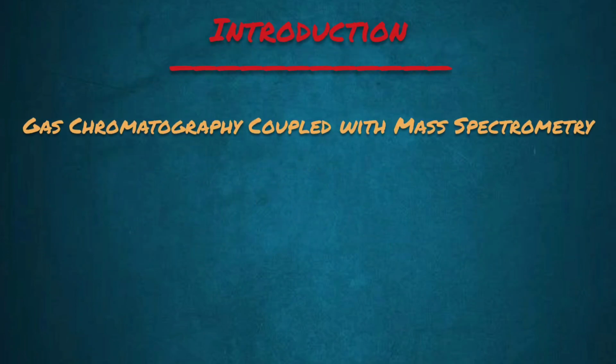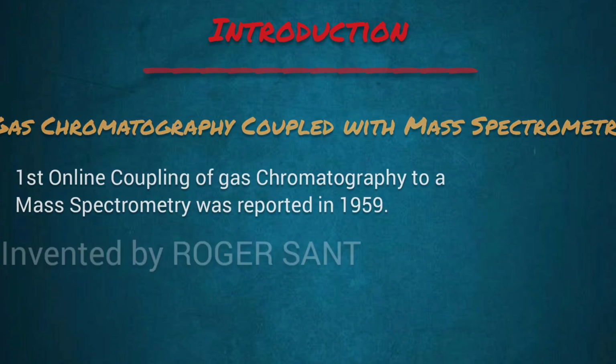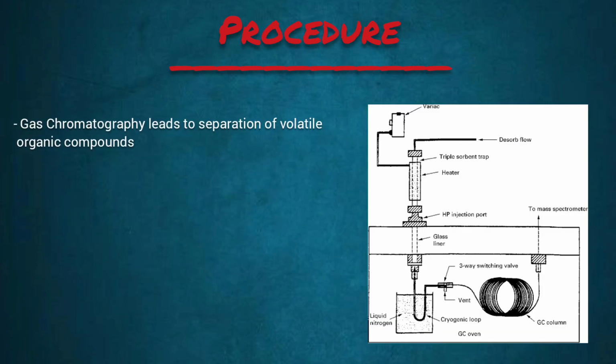Next, introduction of gas chromatography coupled with mass spectrometry. First, online coupling of gas chromatography to mass spectrometry was reported in 1959 and it was invented by Roger Sant. It is an analytical method that combines the elements of gas chromatography and mass spectrometry to observe various substances within a test sample. Additionally, it can identify trace elements in materials that were previously thought to have disintegrated beyond identification, like liquid chromatography mass spectrometry.